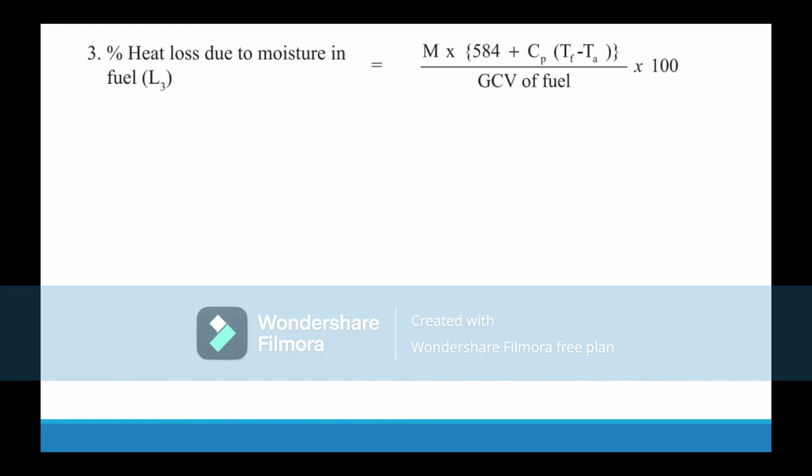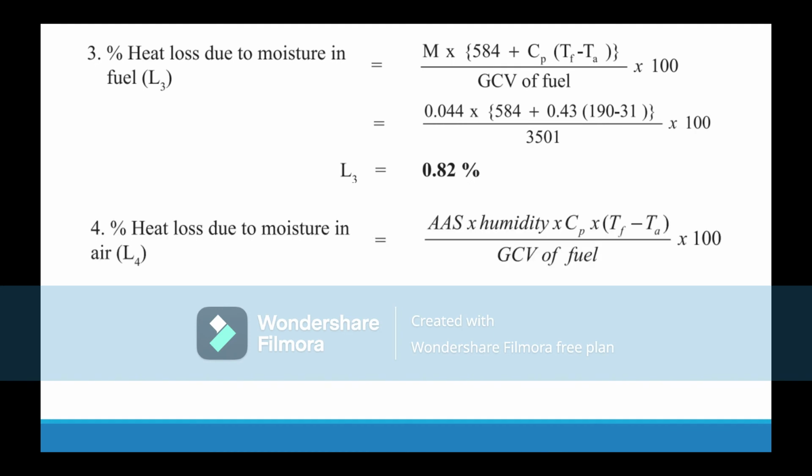Then the next loss is heat loss due to moisture in fuel. The previous loss was related to the hydrogen present in fuel, but here the loss is due to moisture present in fuel. During combustion, the moisture is vaporized and escapes from the boiler through the chimney. Therefore, substituting the moisture present in fuel, the specific heat of superheated water vapor, the flue gas temperature and the ambient temperature, we get the loss value equal to 0.82%.